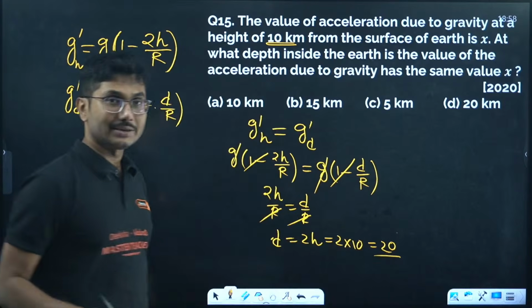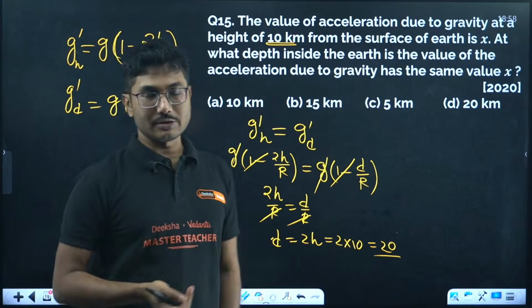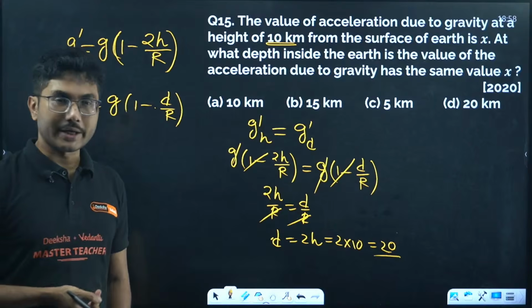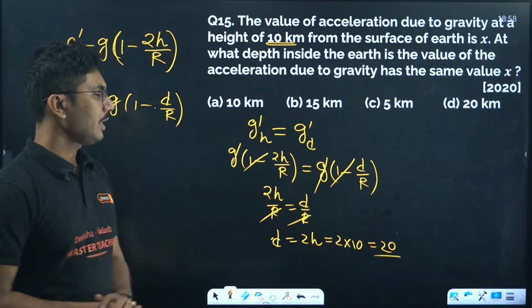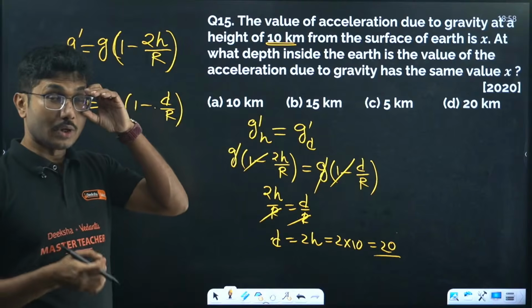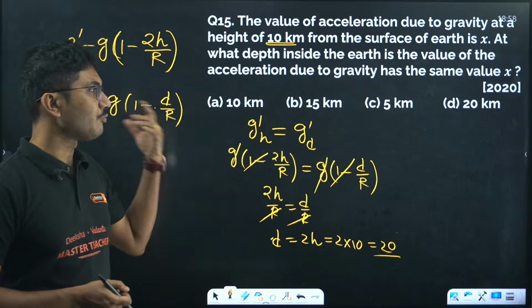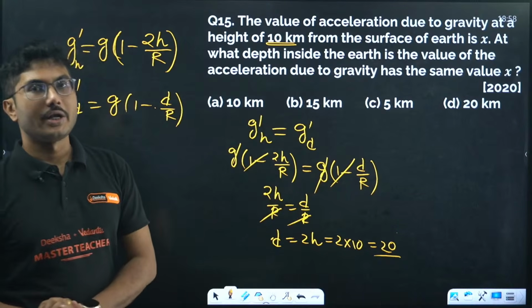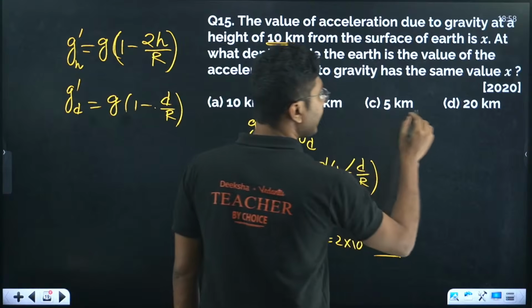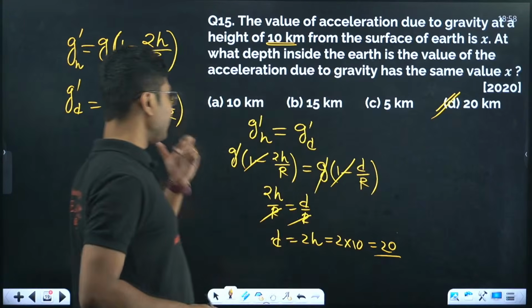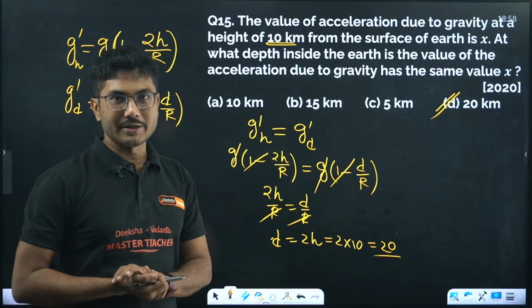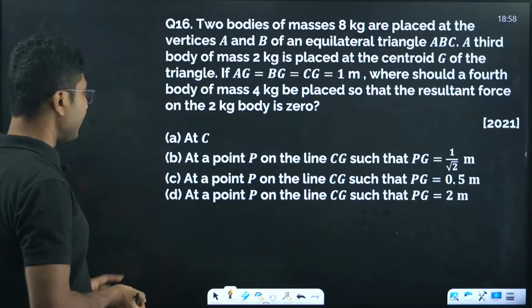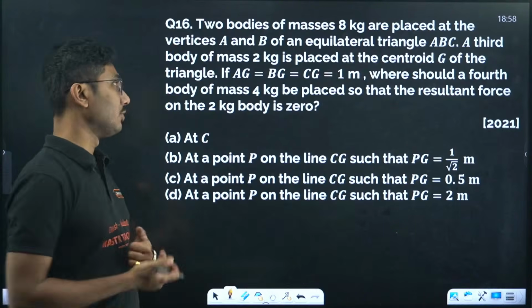Now you can remember it this way also: for small heights the depth is twice of the height. If they are equal for depth and height, then for small heights it will be just double, so it will be 20 kilometers. But this logic and this formula is not applicable for heights higher than 100 kilometers. For 100 kilometers and above you have to use the general formula.